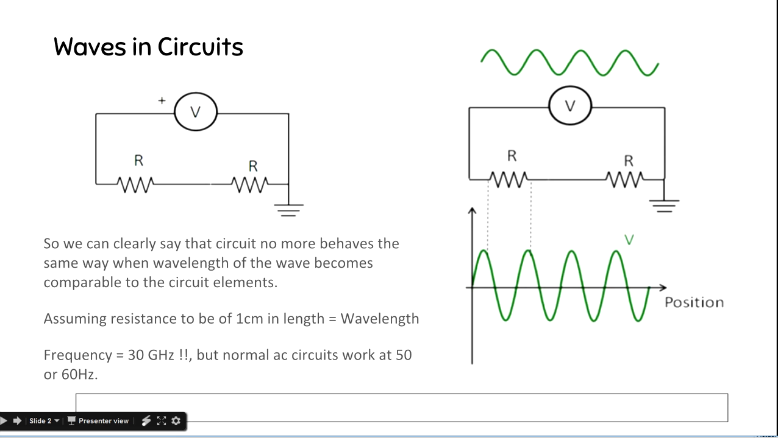So we can see that the circuit no more behaves the same way when the wavelength of the wave becomes comparable to the circuit elements. Assuming the resistor to be 1 centimeter in length, equal to the wavelength in our case, the frequency comes out to be 30 GHz. That's way more than a normal circuit that runs on AC of 50 or 60 Hz. But in the EM domain, we work at much higher frequencies and these principles become important.